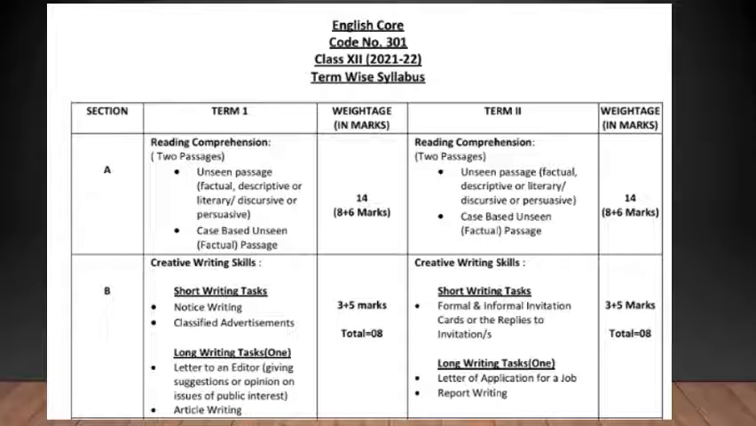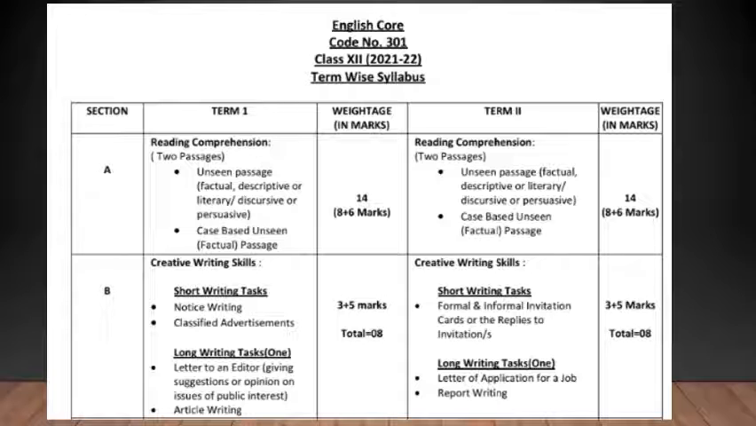In the case of the term 2 ending examination, there is again reading comprehension, wherein there will be 2 passages. One is an unseen passage, factual, descriptive, auditory, discursive or persuasive. And the second one is going to be a case-based unseen passage, which is going to be a factual one. So these 2 passages will carry 14 marks. First one 8 marks, second one 6 marks.